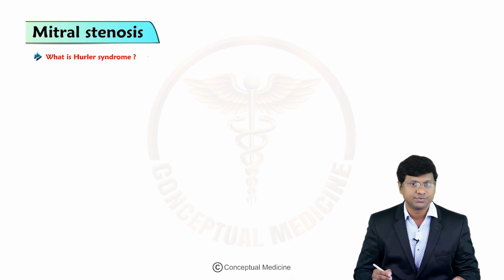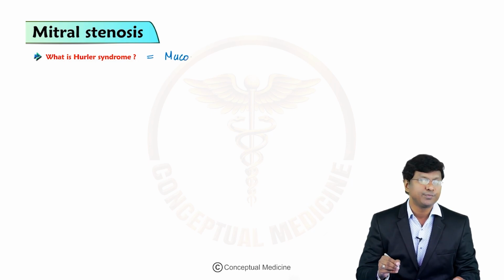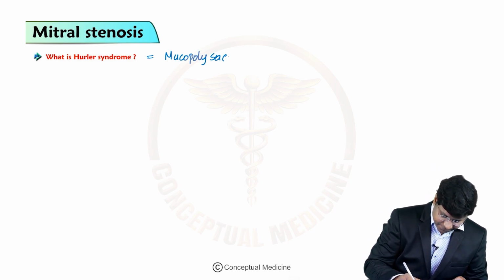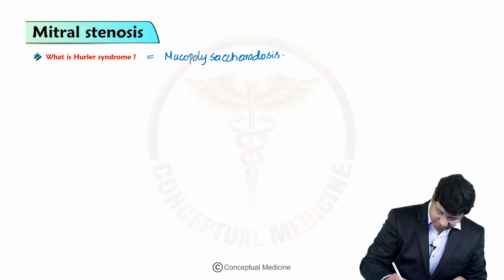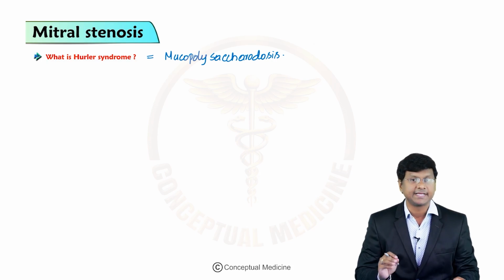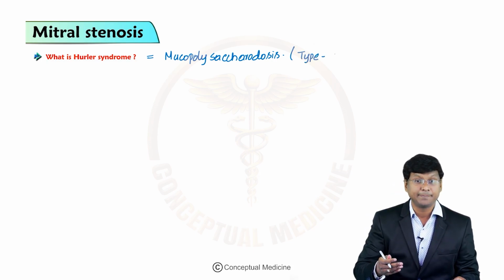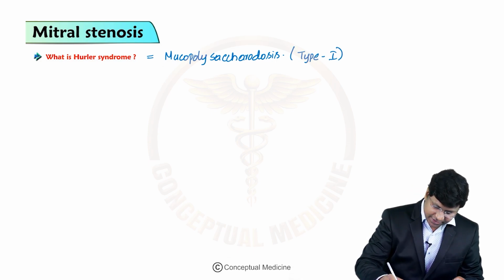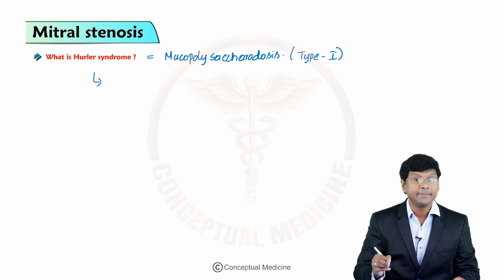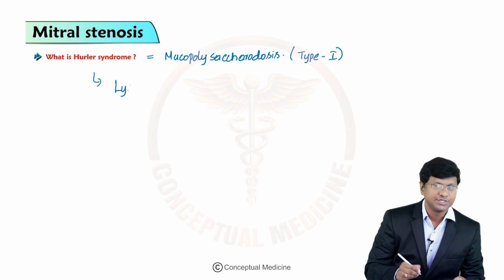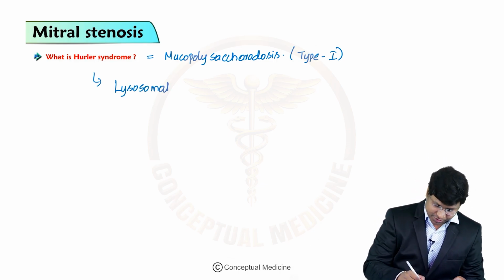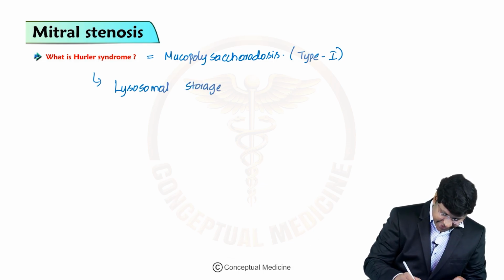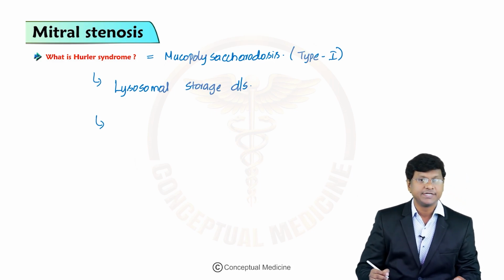See, what is the Hurler syndrome? Hurler syndrome is also known as mucopolysaccharidosis, and it is also type 1 mucopolysaccharidosis. We have type 2, the other one I will tell you. This particular Hurler syndrome is classified as a lysosomal storage disorder. Now what exactly happens here, I will explain you.